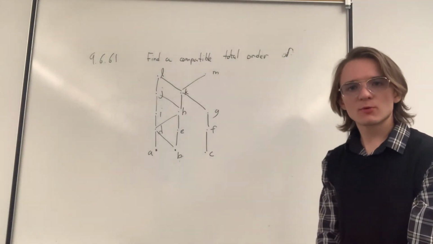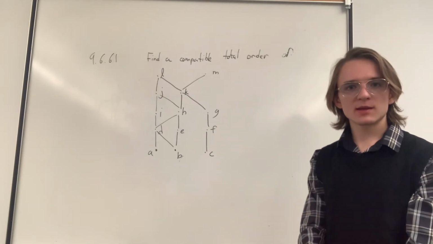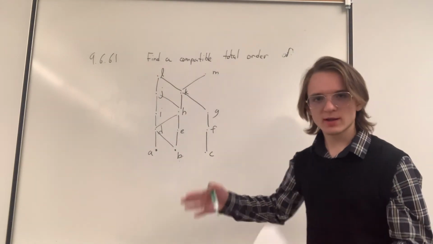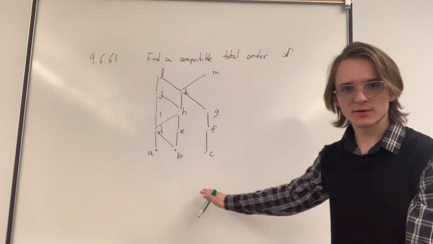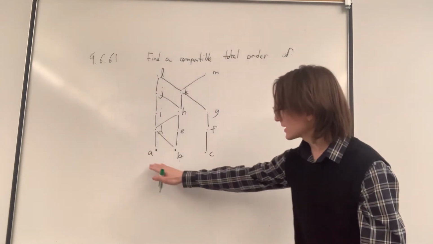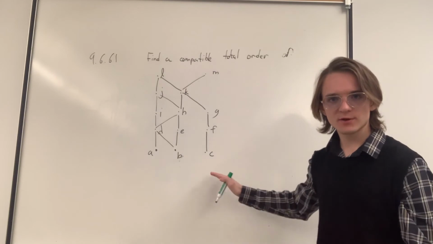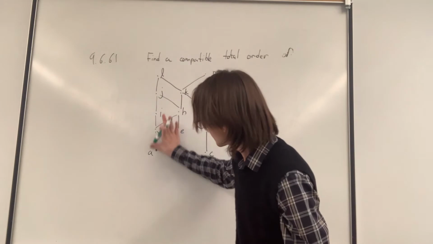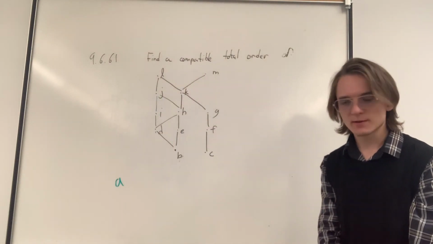Find a compatible total order of the following diagram. Okay, that's easy. We do this by playing eeny, meeny, miny, mo. We look at all the minimal elements, and then we just randomly choose whichever we feel, and then remove it, and add it to the beginning of our total order. It's very easy. So we'll play eeny, meeny, miny, mo, and choose either A, B, or C, because any one of these is a minimal element of the following diagram. And I'll just randomly remove A. A goes to the start of our total ordering.